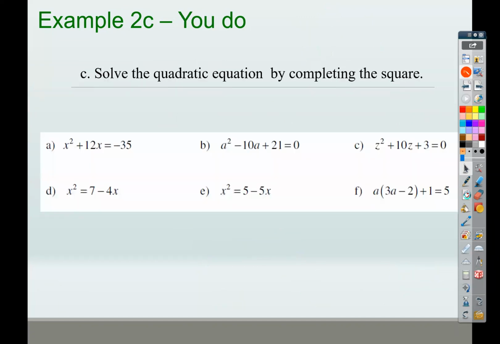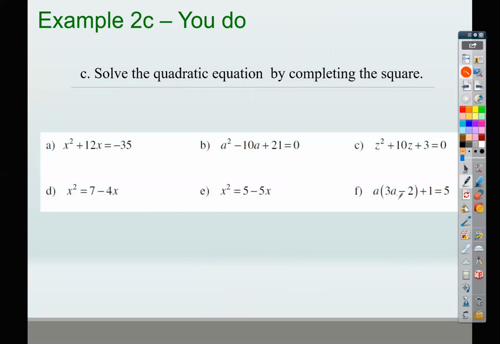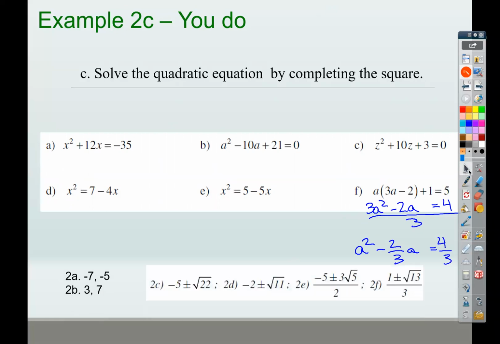Okay, you go ahead and do these. So pause the screen. I do want to say real quick, this right here, your very first thing that you would want to do is distribute that and move that 1 over to the other side. We can do this one together real quick, I guess. You know what? We'll save that one. If you want to try for it, go for it. And your answers are right there.